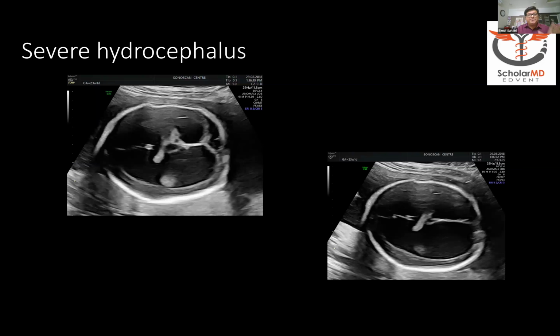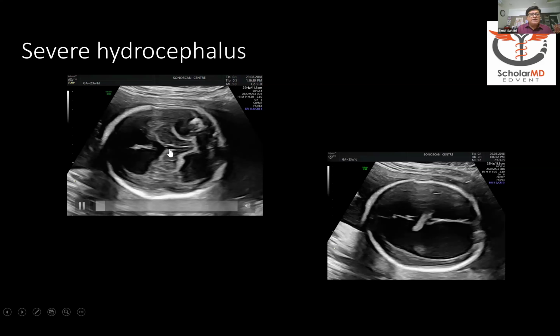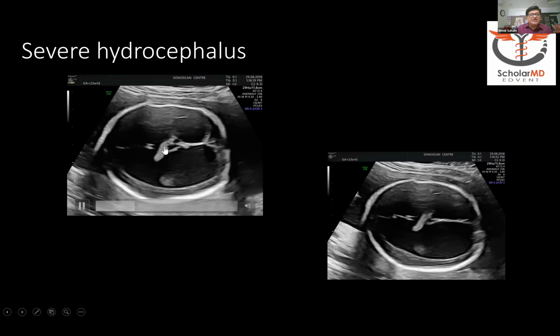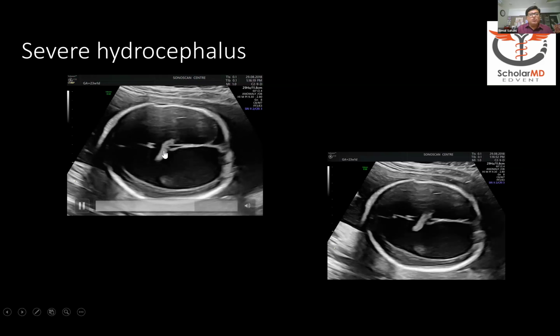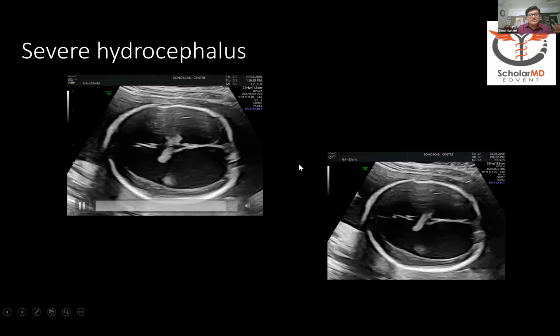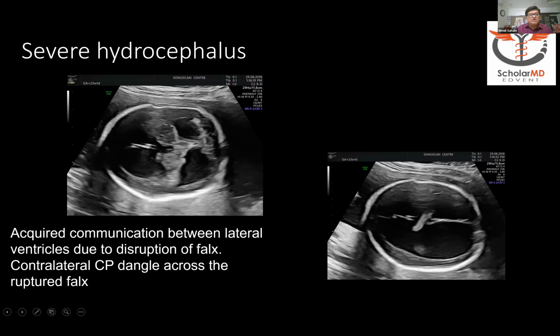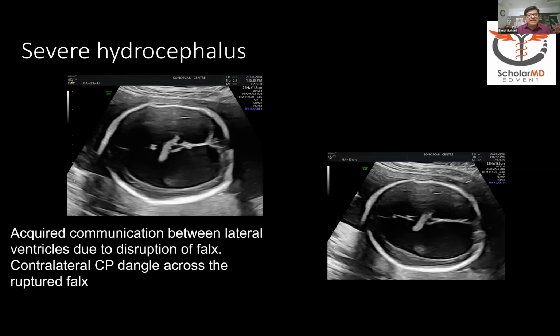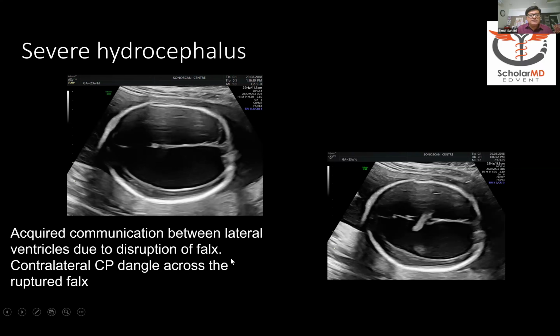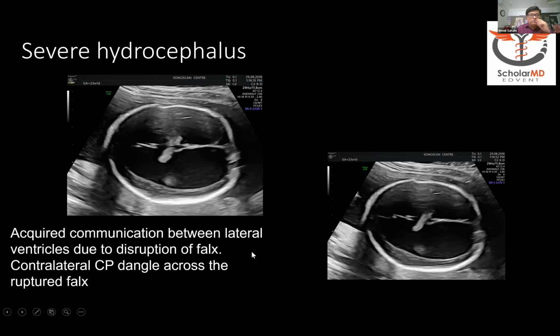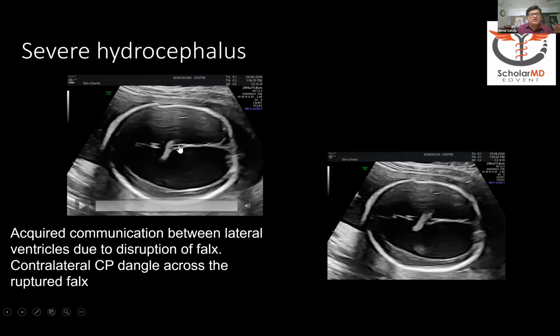And remember one thing, when you have a severe hydrocephalus, at times you would find that the choroid plexus from one side is going on to the other side. So there is a disruption in the falx. Now, don't label this as holoprosencephaly. This is happening because there is an acquired communication between the lateral ventricles. Because of the intraventricular pressure, there is a disruption of the falx, and hence you find that the choroid plexus is dangling from one side across this ruptured falx.